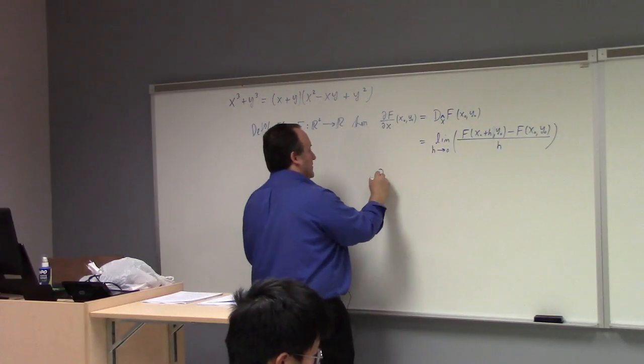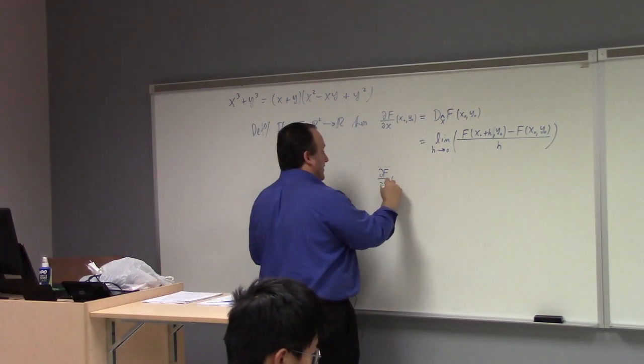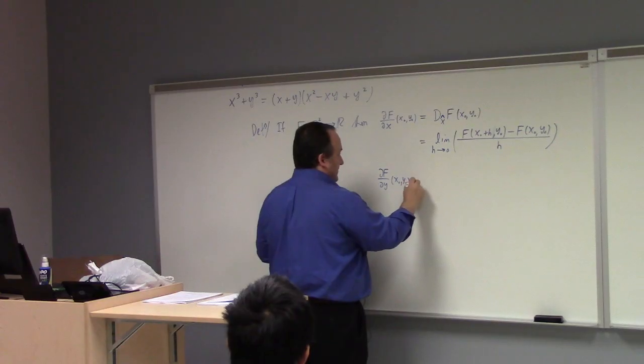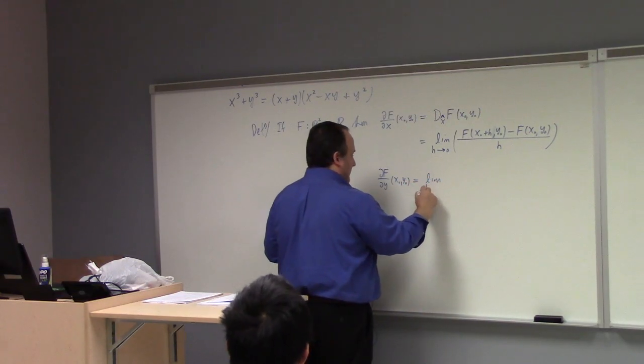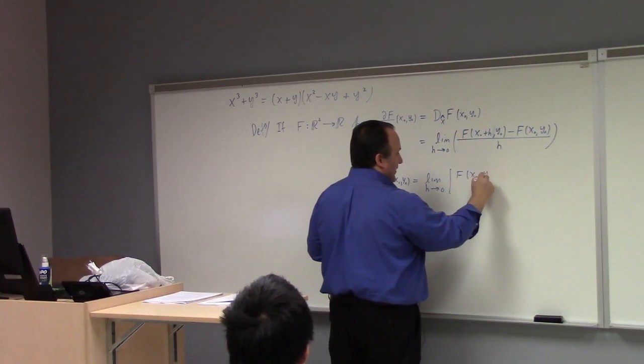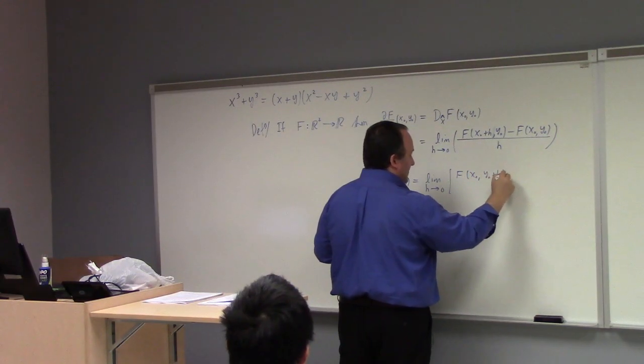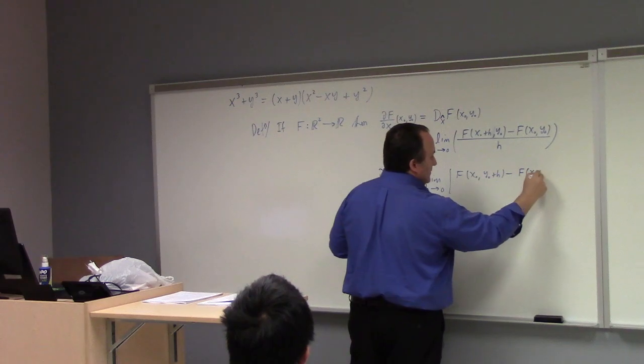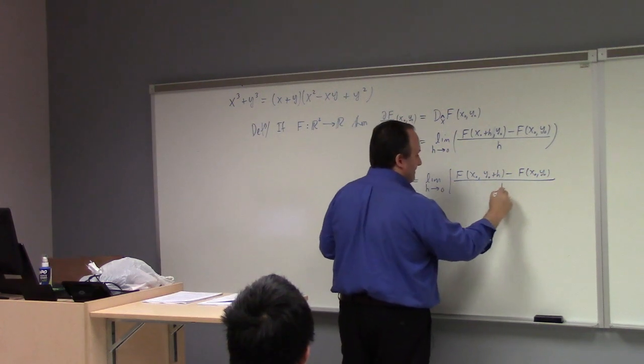And likewise, partial f, partial y at the point x naught, y naught. Well, the limit-based definition of that partial derivative is simply this. Limit as h goes to 0, f of x naught, y naught plus h, and so on. So you're varying the y component, but not the x component. Like that.